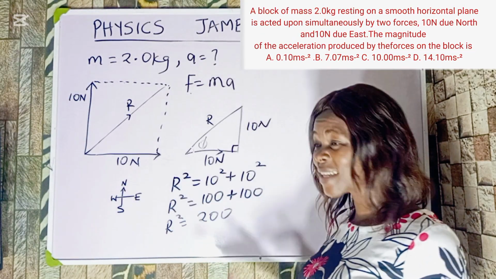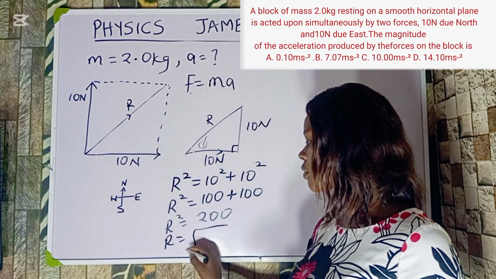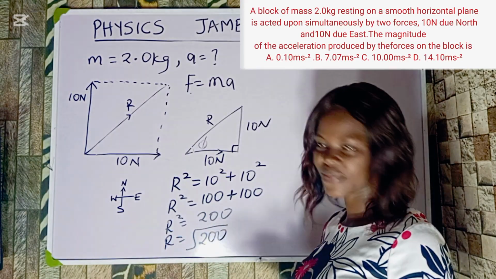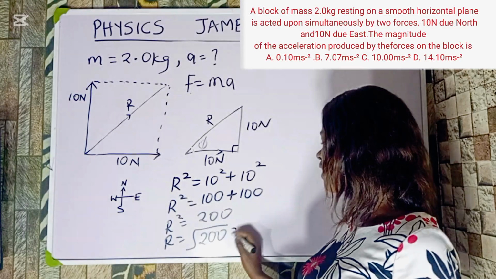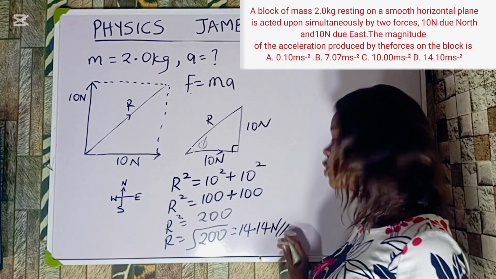Right? Now let's get the root of this. Root of 200. Now what do we have? We have 1.414 Newton.